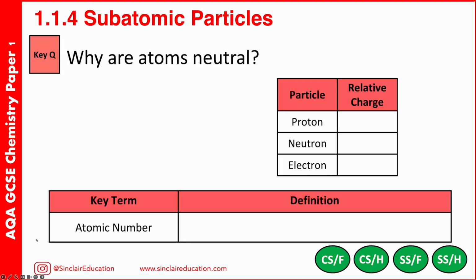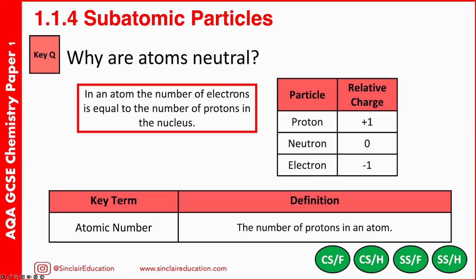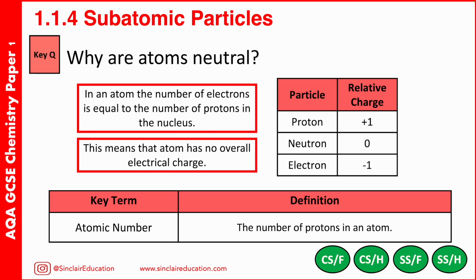Now the atoms are neutral. This is a very common 2-mark question when you're asked to explain why. Now it's down to the rule around the number of protons and electrons. Every atom has its own atomic number, and this is the number of protons that it contains. Now for an atom, the rule is that they have the same number of electrons and the same number of protons. So whatever number of protons you've got in an atom, you have the same number of electrons. But protons have a positive charge while electrons have a negative. So overall, there's no electric charge, giving you a neutral atom.